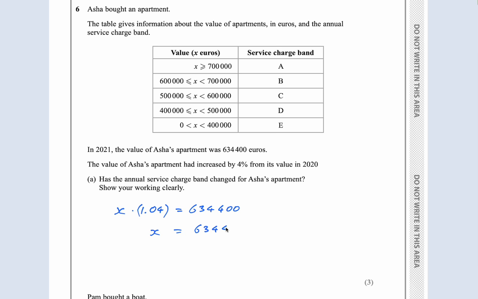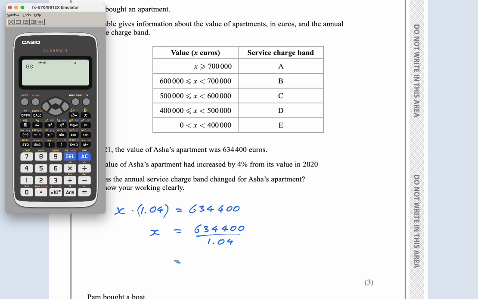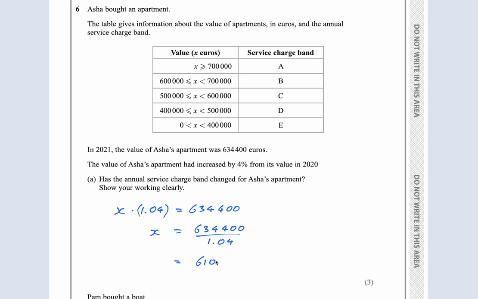So 634,400 divided by 1.04, and that is 610,000. Okay, so has it changed? Well, she was in this band before. She's in this band now, and she was in this band before because it was 610,000. So no, it hasn't changed. So I'm going to say, therefore, no, it hasn't changed.